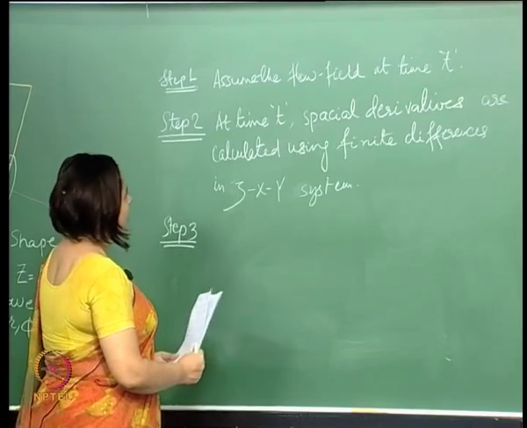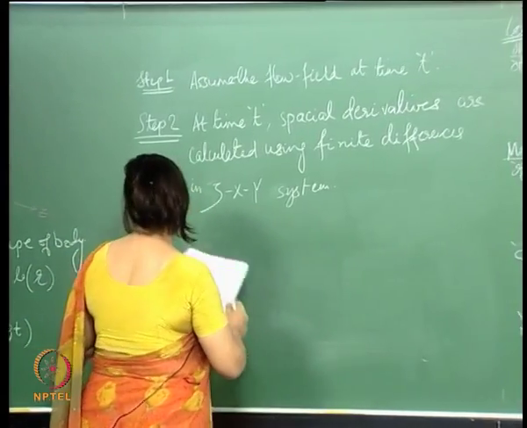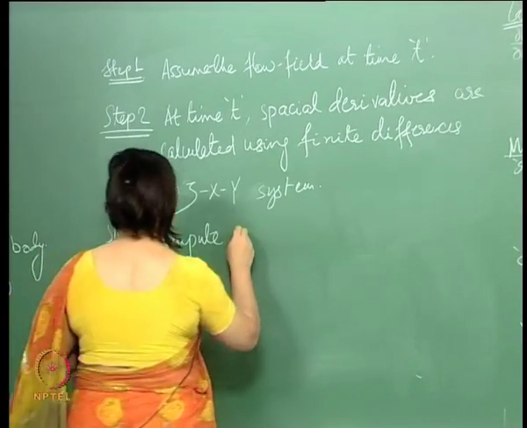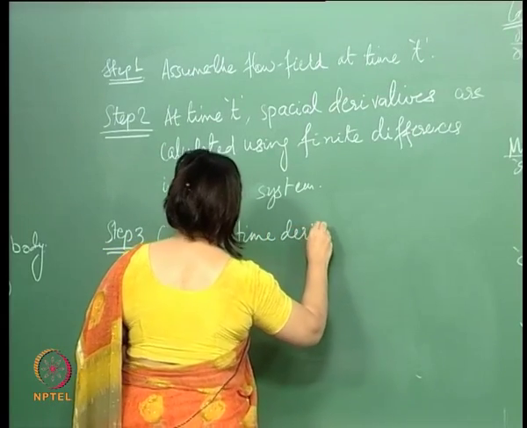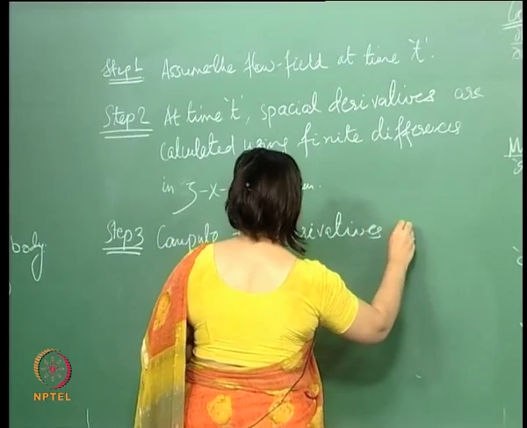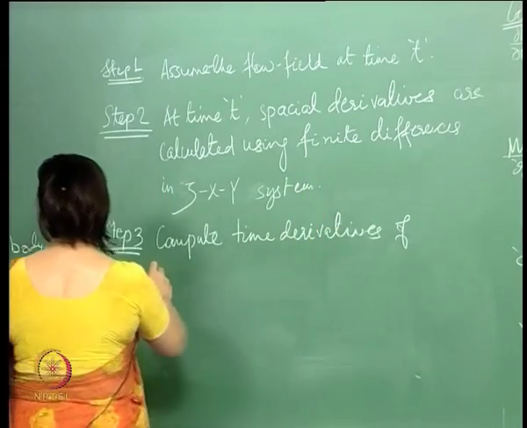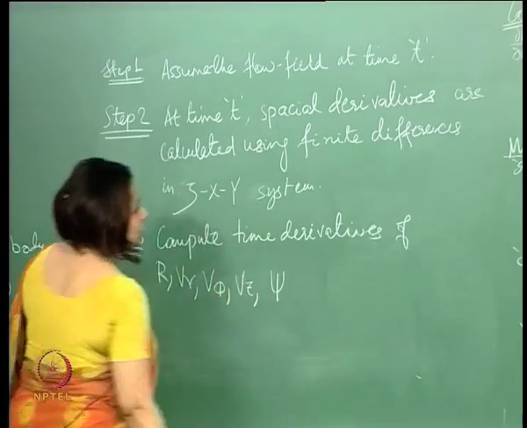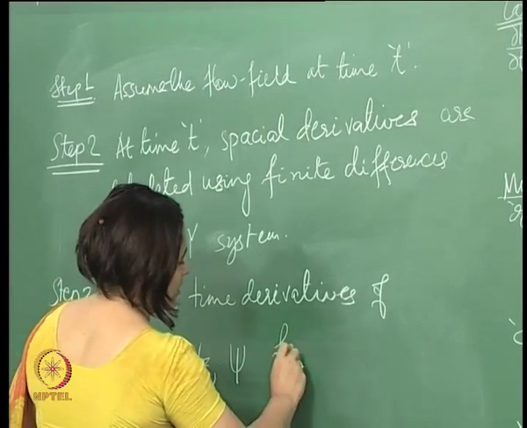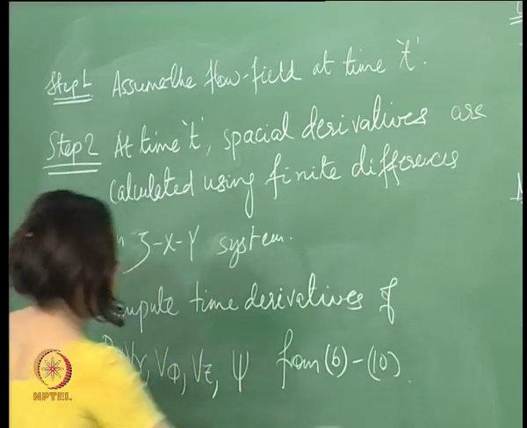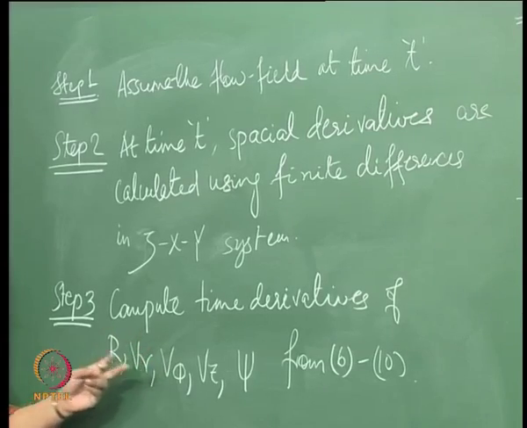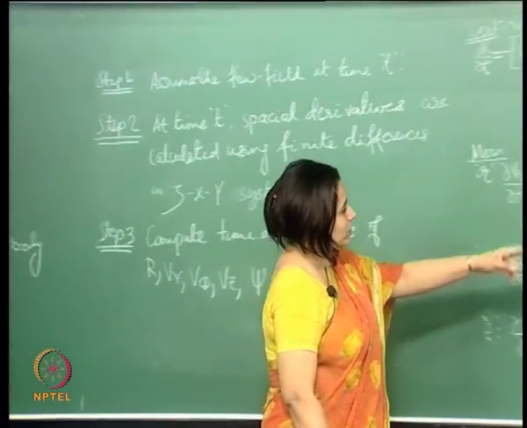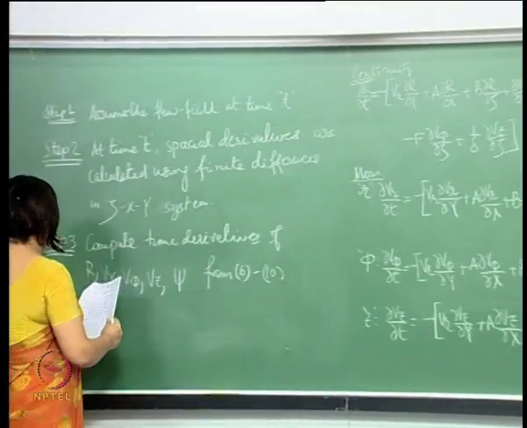Once you do that, then calculate the time derivatives using equations 6 to 10. We calculate the time derivatives of r, Vr, Vphi, Vz and psi, which is what is given by equations 6 to 10. So, we compute the time derivatives: del r del t, del v r del t, del v phi del t, etc. Makes sense.